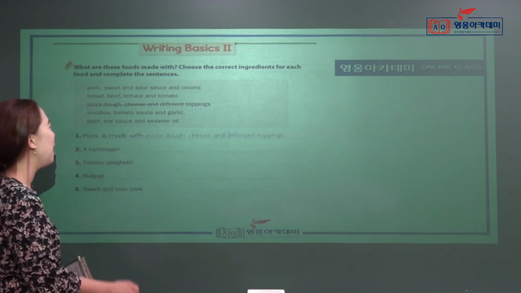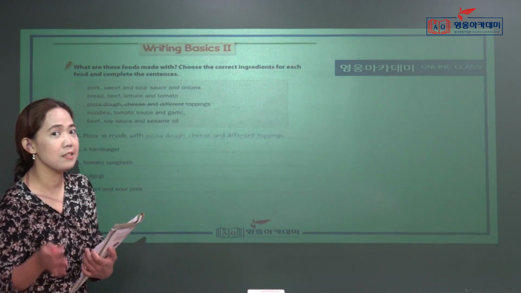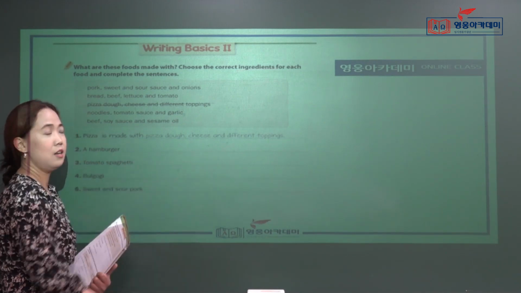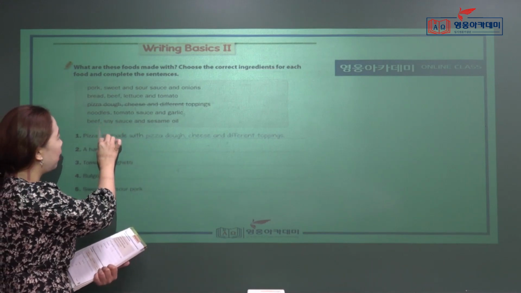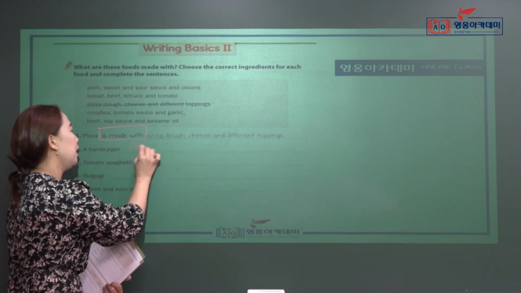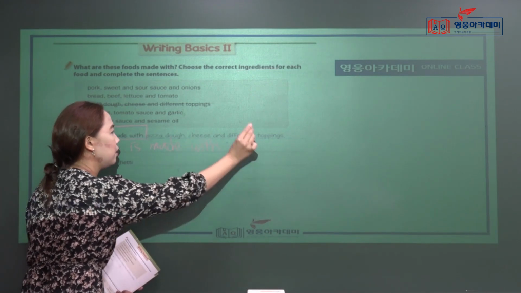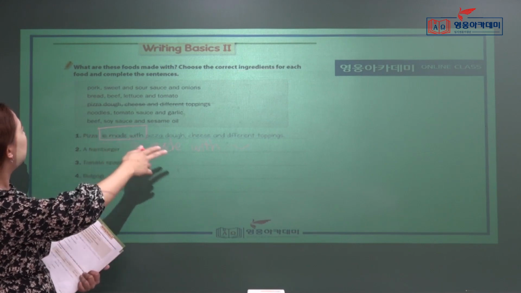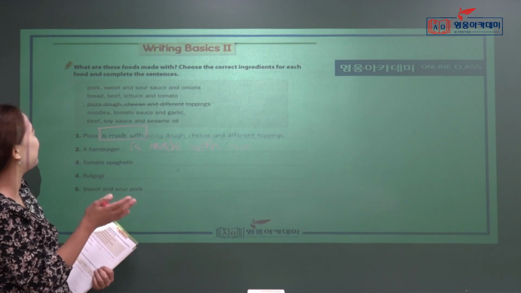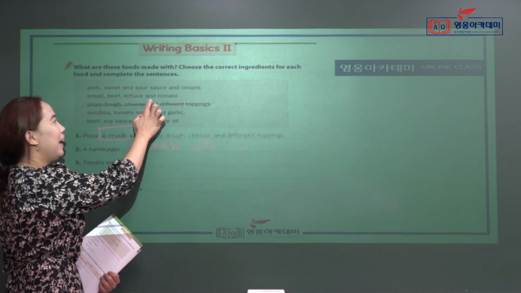Okay, so for the first one, pizza is made with pizza dough, cheese, and different toppings. Now listen guys, when you answer number 2, a hamburger, blank, blank, blank. So don't forget to write this part: is made with. A hamburger is made with what? Noodles, tomato sauce, no, right? Okay, so it's made with bread, beef, lettuce, and tomato.